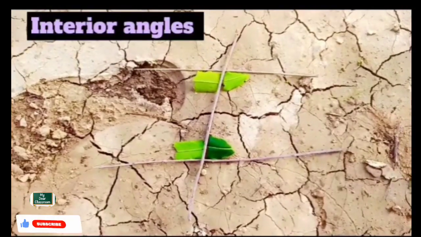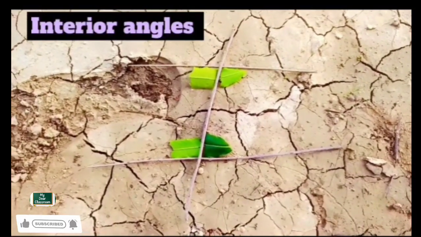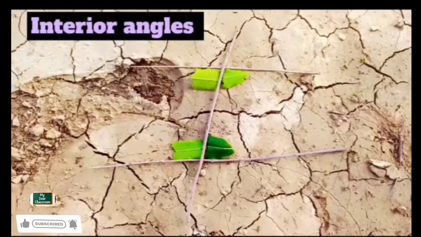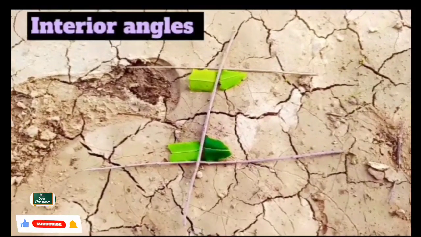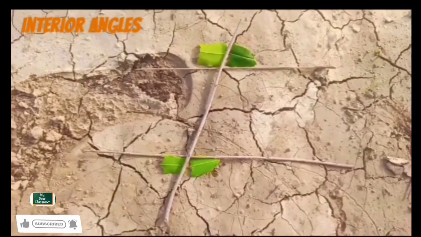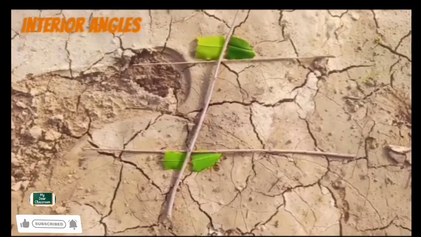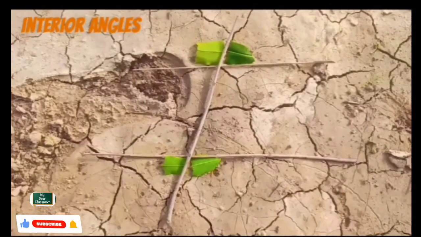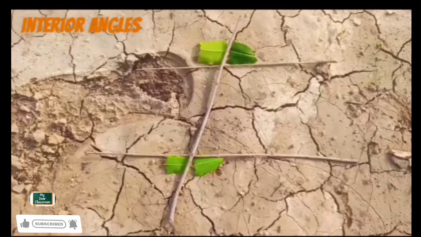So in this part you can see four angles are formed at four corners and which are inside the two lines, that is parallel lines, right? So these angles will be called as interior angles. Again, you can see four angles are there which are in the exterior part. So these angles will be called as exterior angles. As you can see, these are on the exterior part of the parallel lines.